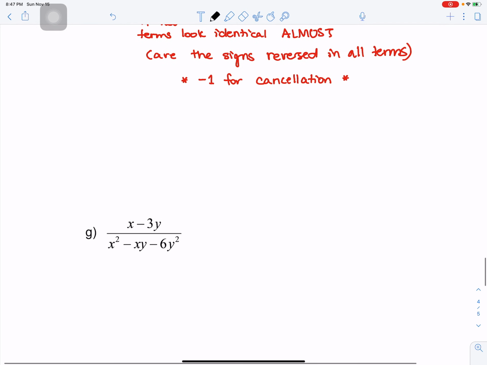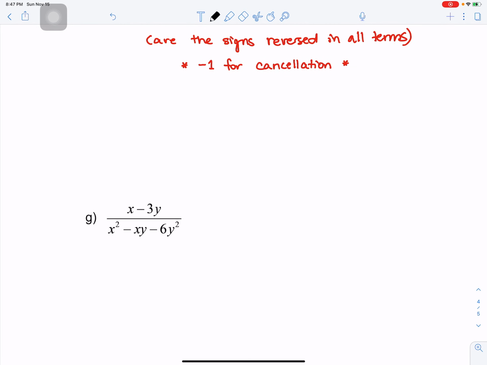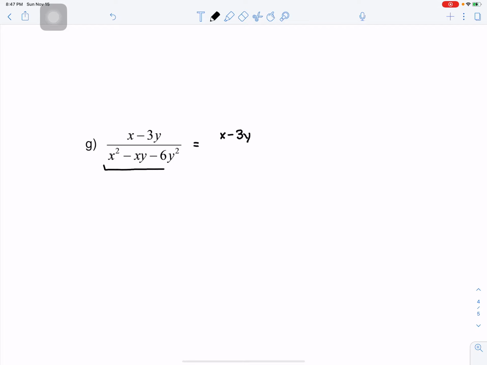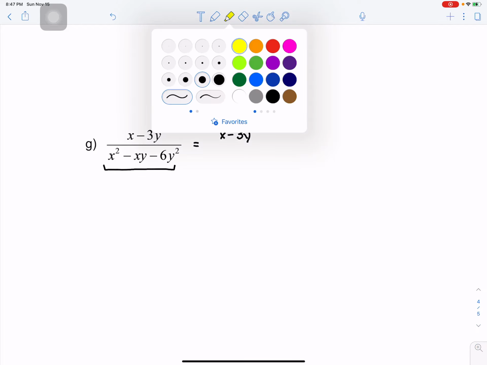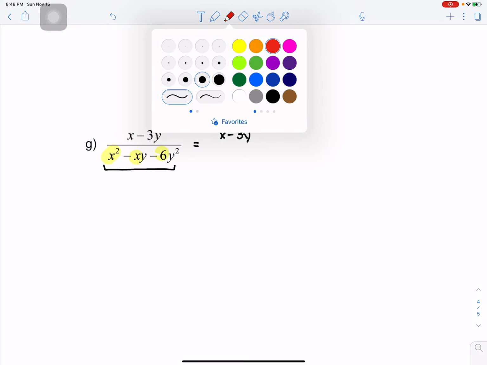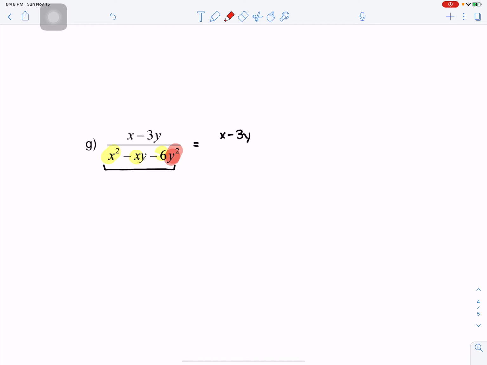Now the last example is a more challenging grade 11 example. My numerator is x minus 3y. I know I can't do anything with that because it's a linear term. There's no squares on anything. My bottom sort of looks like a quadratic. I have x squared, x, and number. And if I look at it the other way, I have y squared, y, number. So it still follows a quadratic pattern.